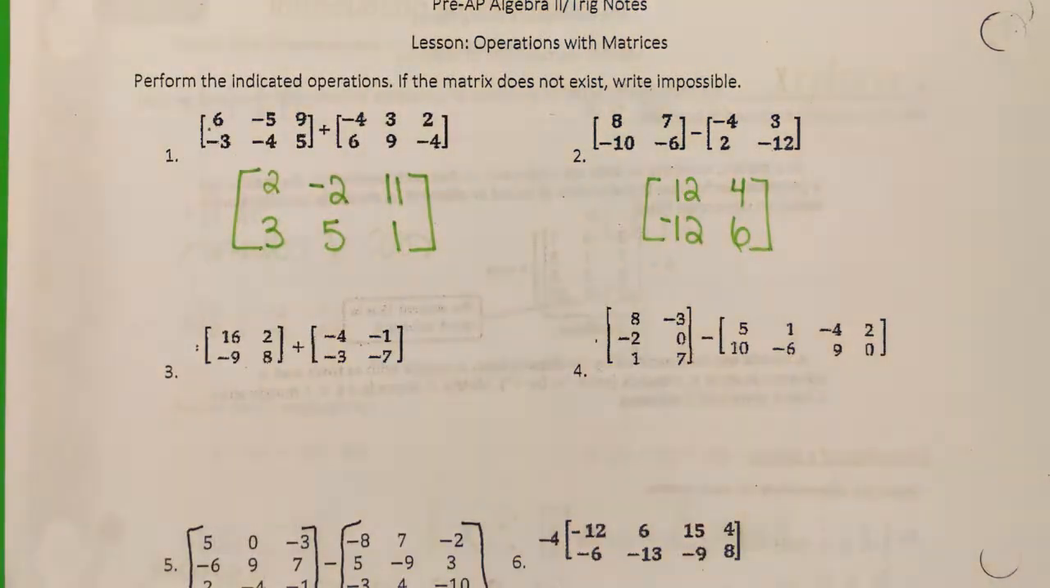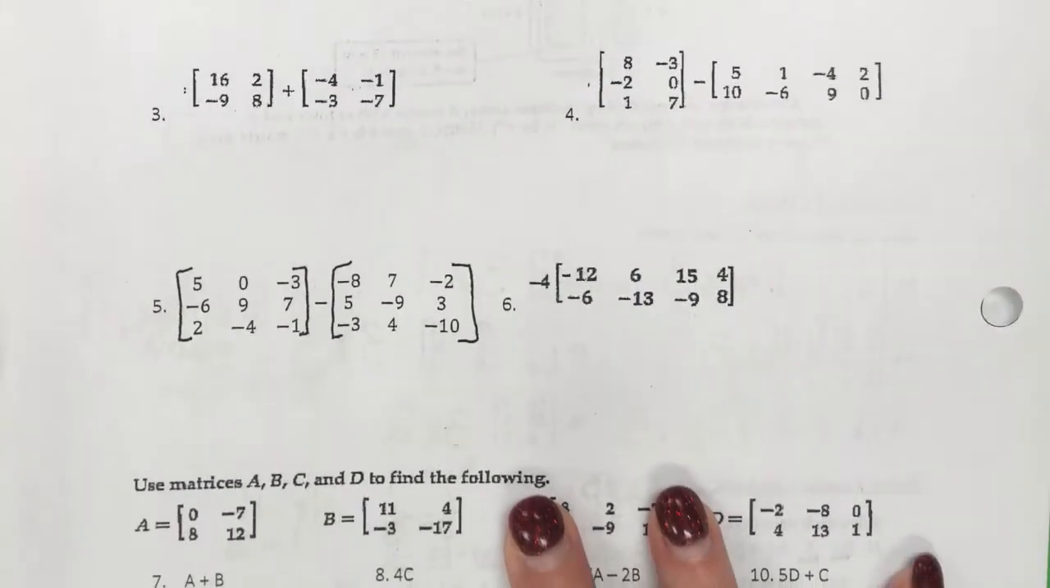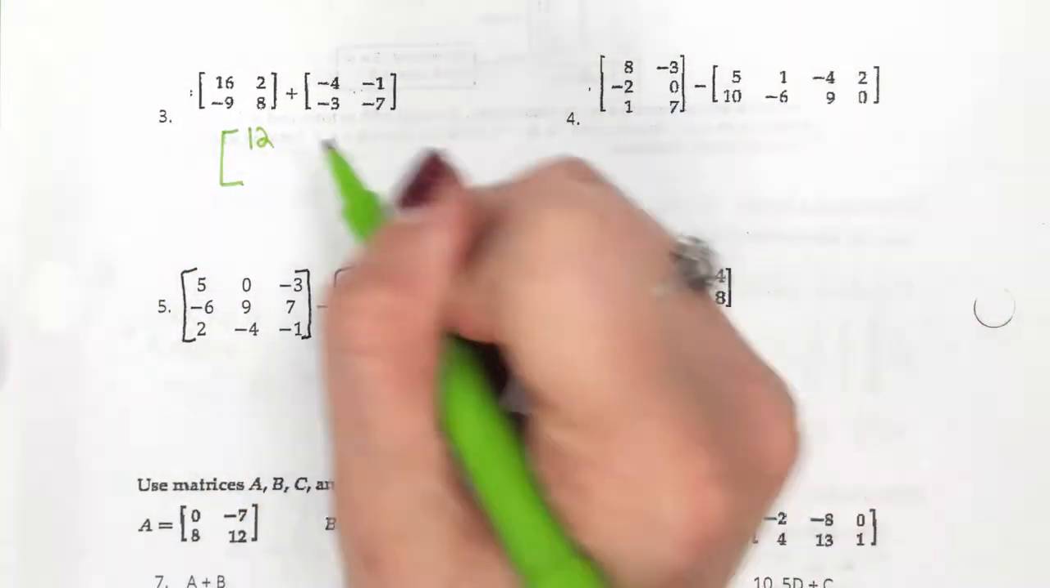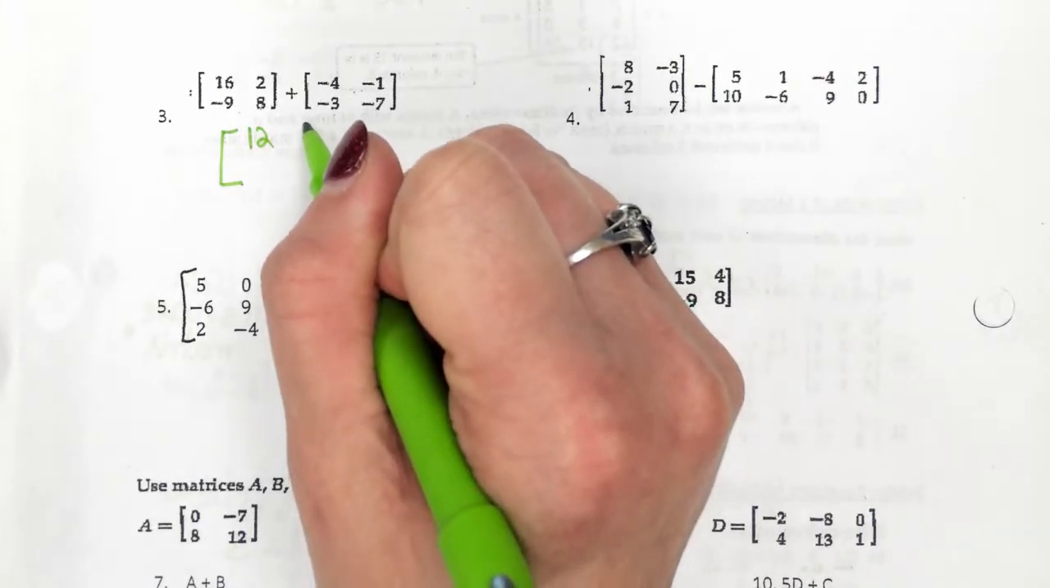All right. What about number 3? Let's do it by hand first, okay? What did you get when you did it by hand? 12. What else? 1, yeah.